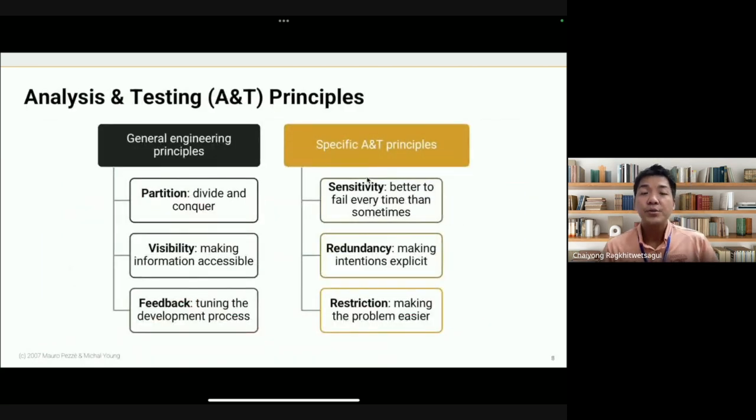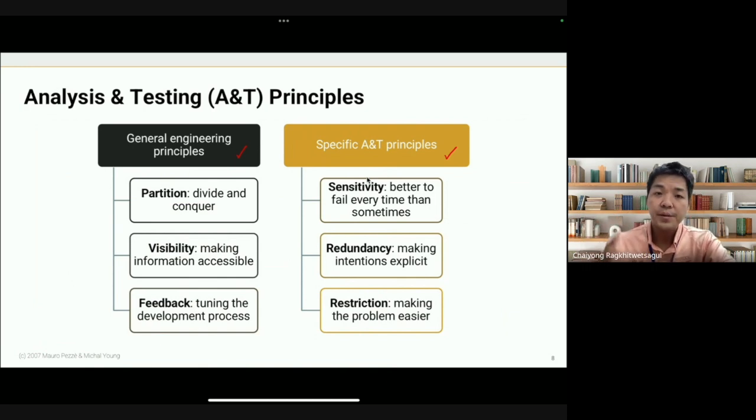And next, I would like to discuss the principles that we will use to guide our software quality assurance and testing activities. This is called analysis and testing principles, which can be divided into two groups. The first one is called the general engineering principles, that are principles that can be applied to any engineering processes. And the second one is called specific analysis and testing principles that are applied specifically to software testing only.